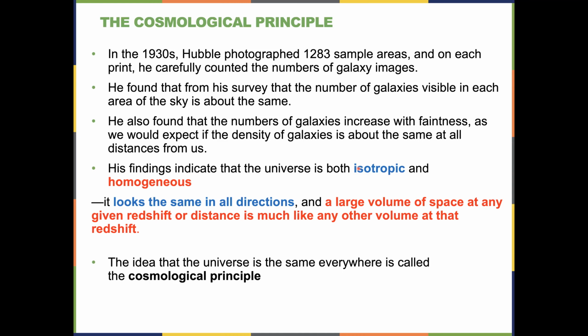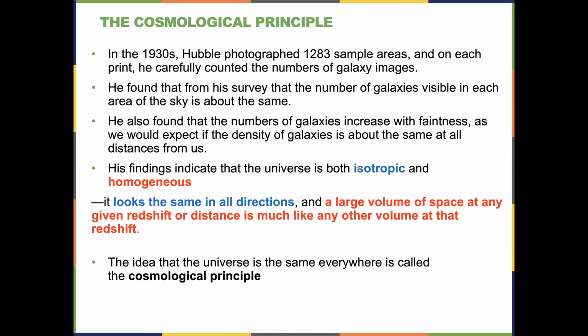And this is what we call the cosmological principle. Now, isotropic means the universe looks the same in all directions, if we state it in a very simple way, right? In every direction that you are looking at, the universe looks the same. And homogeneous means a large volume of space at any given redshift or distance is much like any other volume at that redshift, right?